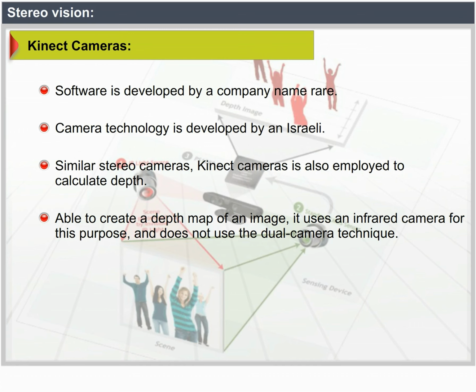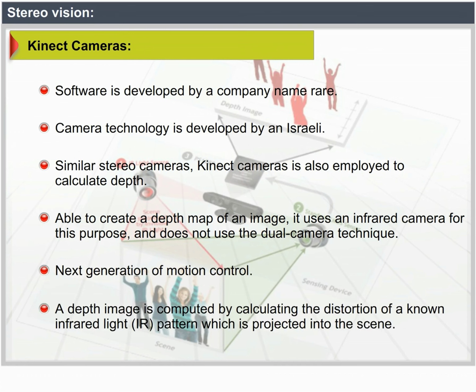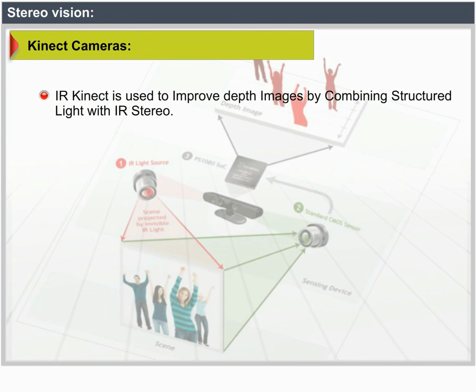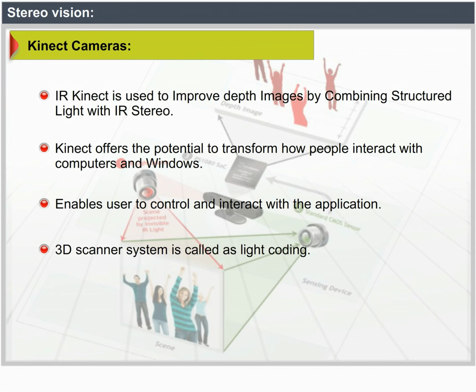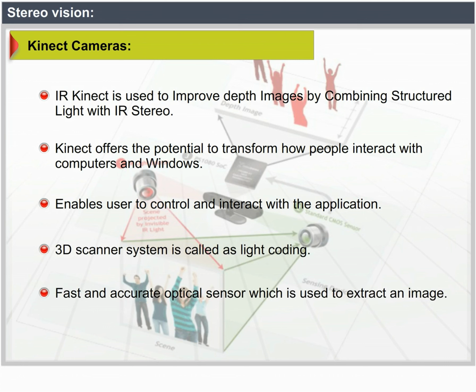Next generation of motion control. A depth image is computed by calculating the distortion of a known infrared light pattern, the IR pattern, which is projected into the scene. IR Kinect is used to improve depth images by combining structured light with IR stereo. Kinect offers the potential to transform how people interact with computers and windows. It enables the user to control and interact with the application. The 3D scanner system is called light coding. It is a fast and accurate optical sensor, which is used to extract animation.